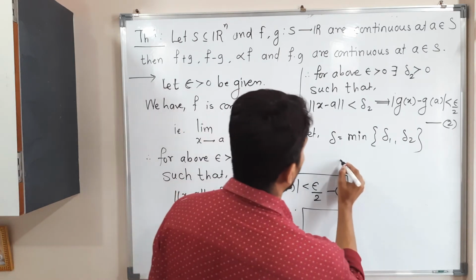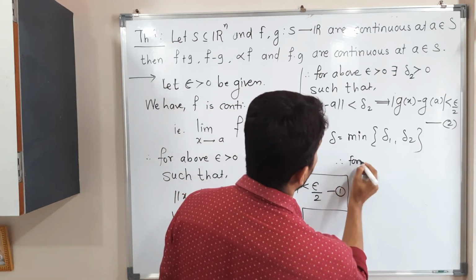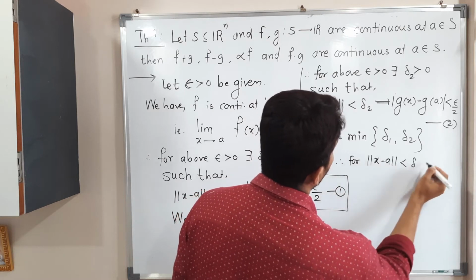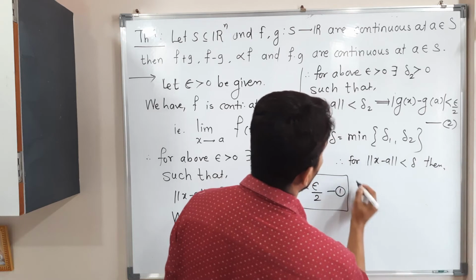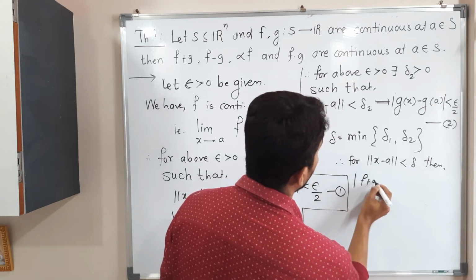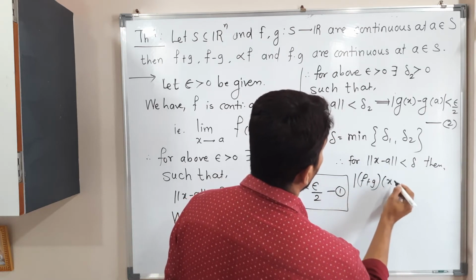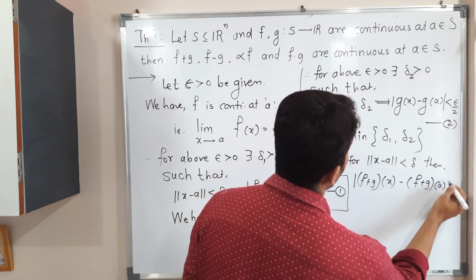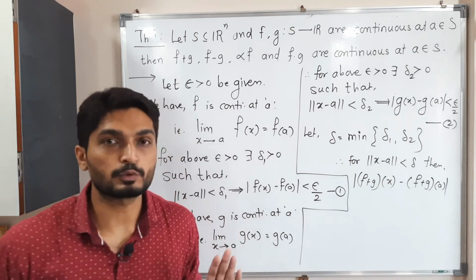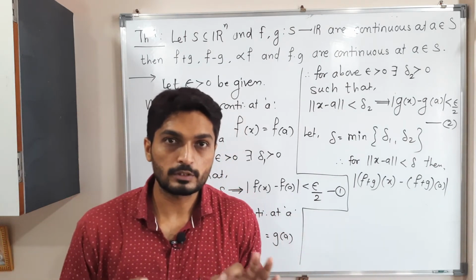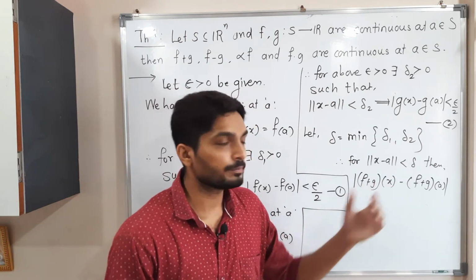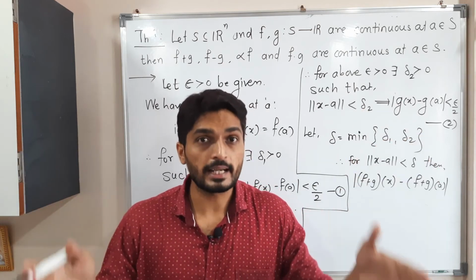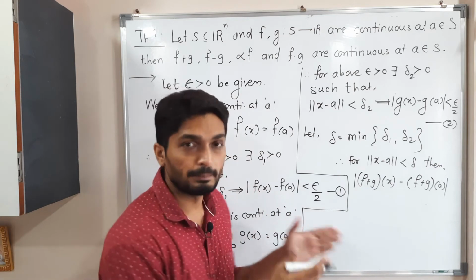Okay. So therefore I'm going to consider norm x minus a less than delta, then we have to prove f plus g is continuous. Now that means we have to prove that |(f plus g)(x) minus (f plus g)(a)| is less than epsilon, then we are done. That means we prove that f plus g is continuous. So we should consider its mod, and we have to prove that its mod should be less than epsilon. Okay, so let us simplify it first.